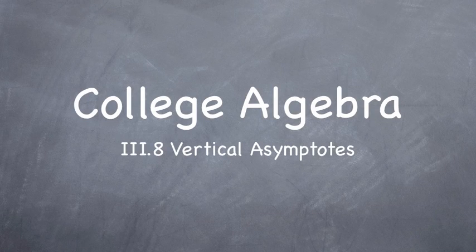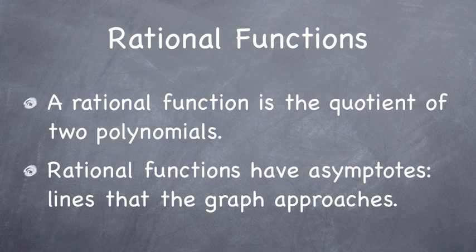This is lesson 3.8 on vertical asymptotes. For these next three sections, 3.8, 3.9, and 3.10, we are going to be working with functions known as rational functions. A rational function is what you get when you divide two polynomials. One of the characteristics of rational functions is that they're known for having asymptotes. There are three types of asymptotes: vertical asymptotes, horizontal asymptotes, and oblique or slant asymptotes. And those are what we'll talk about in these last three sections.